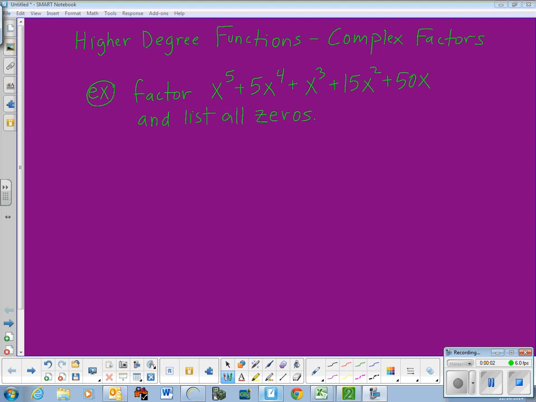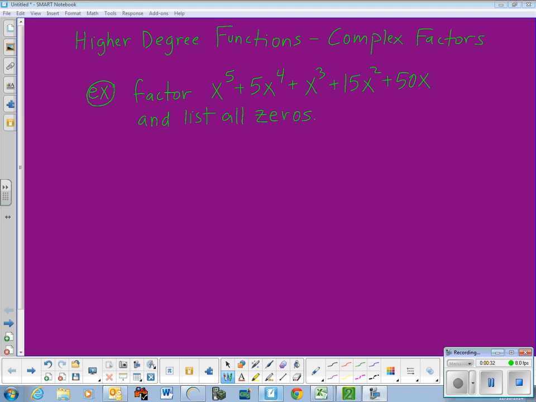Hello, ladies and gentlemen. Today we're going to be talking about higher degree functions and mixing in some complex numbers, some imaginaries, some i's, everybody's best friend i, the square root of -1. What you should know so far is that a function of degree 5 should have 5 zeros. So we talked a long time ago about the connection between functions, the zeros and the factors.